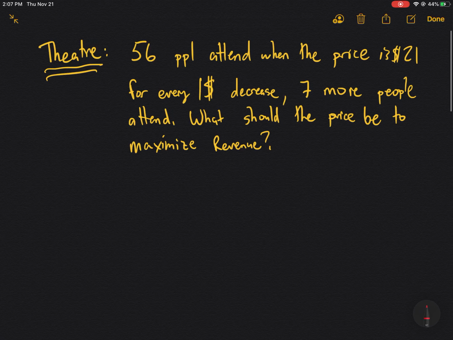Okay, everybody, this is that theater question we were talking about earlier in class. I have 56 people who attend a theater presentation when the price is $21. And then it goes on to say for every $1 decrease, 7 more people attend. So basically, I want to know what price should be there to maximize revenue.